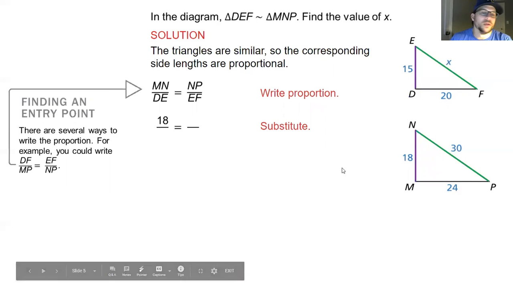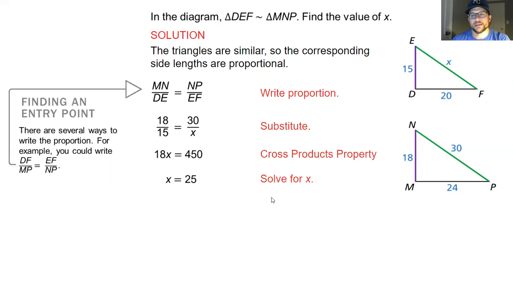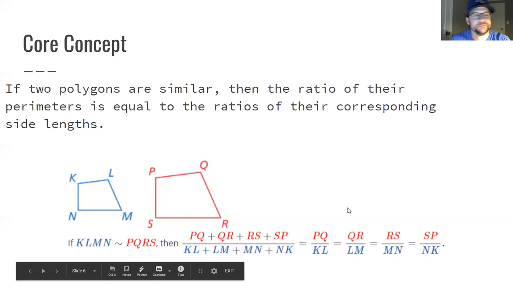So put those two together, substituting in the values. 18 over 15 equals 30 over x, and then we're going to solve this proportion using our cross product property. So 18 times x and 15 times 30 to get 450, and then divide both sides by 18 to get x equals 25. So if you wrote it where it was flipped, where 15 over 18 comes first, you then need to flip x over 30 to get your second one.